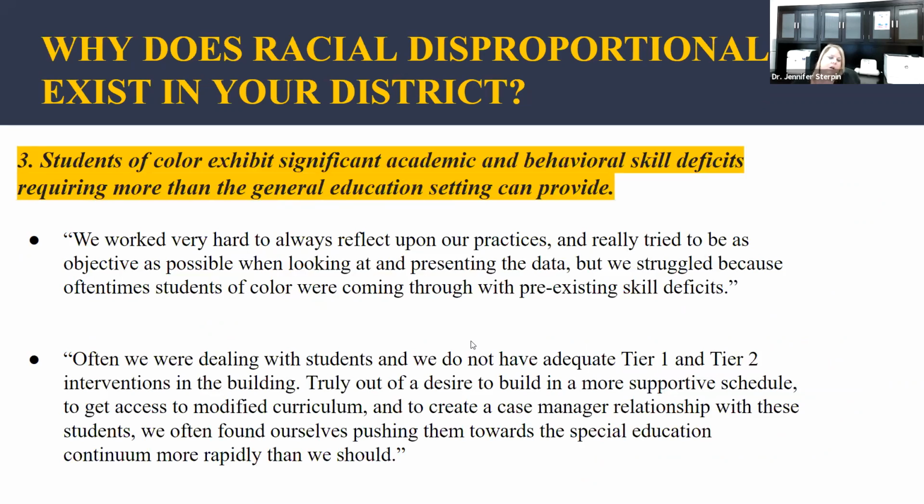And then the last theme that emerged, why does it exist, is that one of the things they talked about is that students of color exhibit more academic and behavioral skill deficits requiring more supports than they felt like they could provide in their schools. Again, this is very much related to blaming others, as well as not necessarily having the appropriate supports or training in schools for teachers.